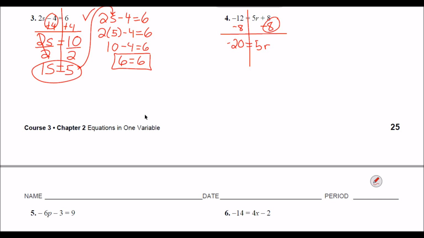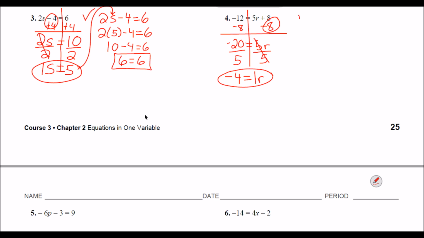And again, between the 5 and the r is multiplication. So the opposite of that would be to divide the right side by 5, which means we also have to divide the left side by 5. Negative 20 divided by 5 gives us an answer of negative 4. 5 divided by 5 becomes 1r.